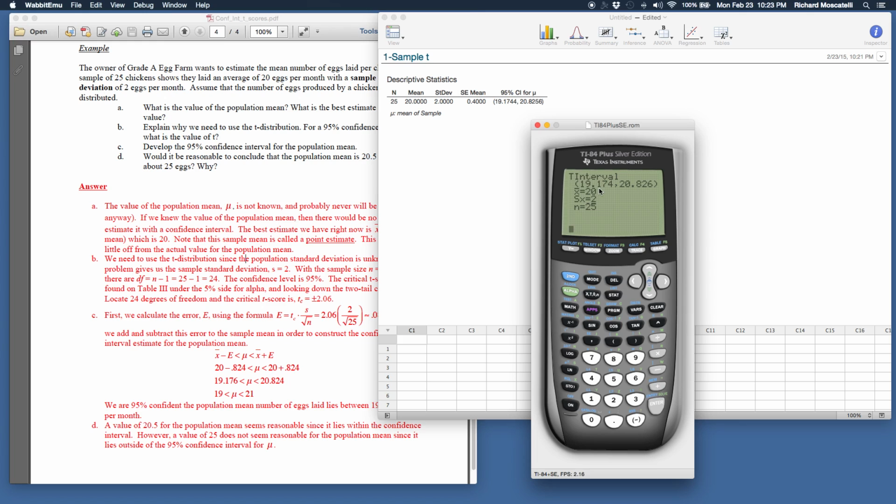Alright, but this is 19.174. As you can see, it matches this exactly. It's off from the hand calculation version again. 20.826. As you can see, it's very close to this one. A little bit off from this one. Once again, this calculator is using a much more accurate value for this critical t-score of 2.06.